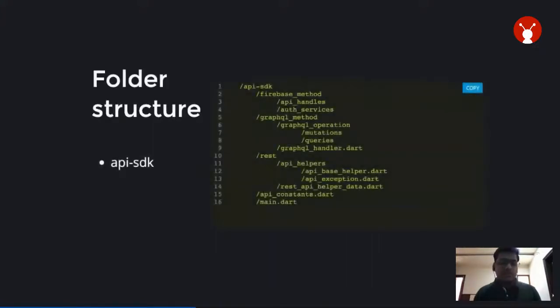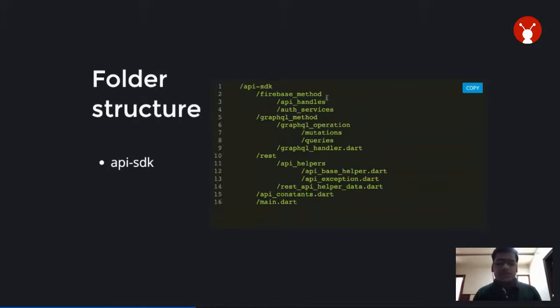I'll be explaining the folder structure. We have the API SDK here. By the name it's clear, it makes the API calls. It has all the things we need to make an API call. Here we have the Firebase method, then the GraphQL method, then the REST methods. And we have the api_constants.dart. Here you'll have all the API constants you'll need to manage your API.